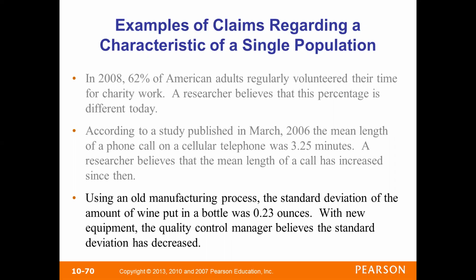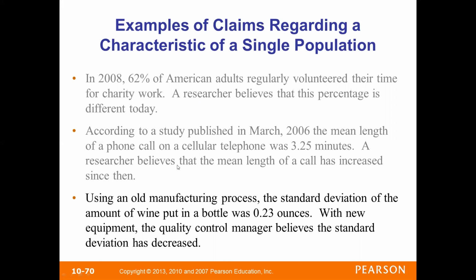Or using an old manufacturing process, the standard deviation of the amount of wine put in a bottle was 0.23 ounces. With new equipment, the quality control manager believes the standard deviation has increased. In all three of these examples, you'll notice that we had some given value which we thought was the true value. And now we're proposing some alternative, that either it's different, it's greater than, or less than.